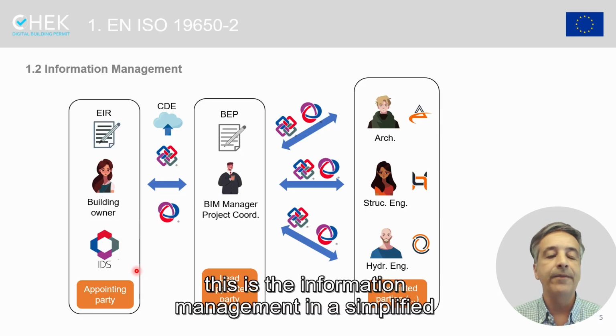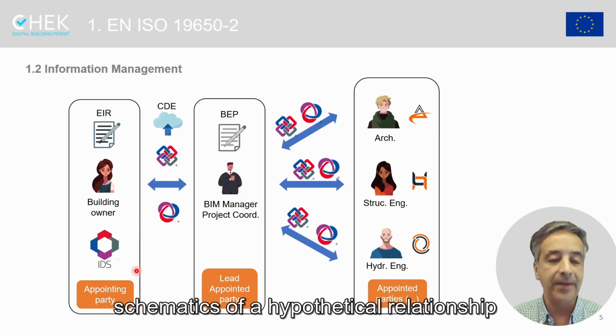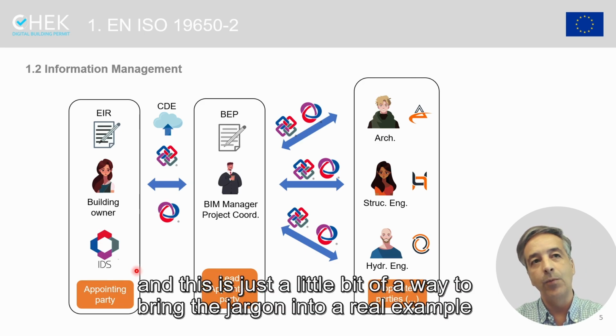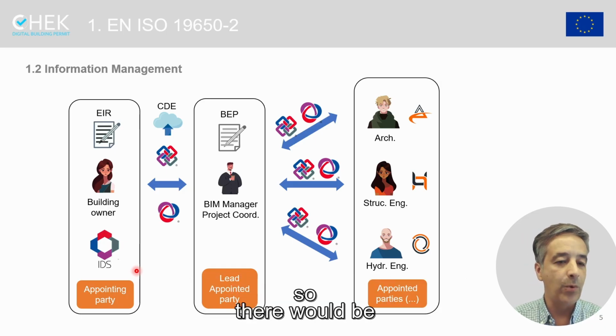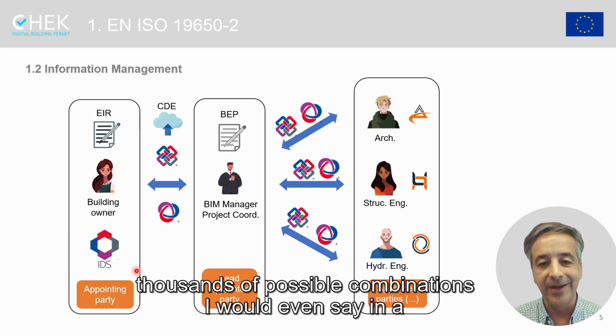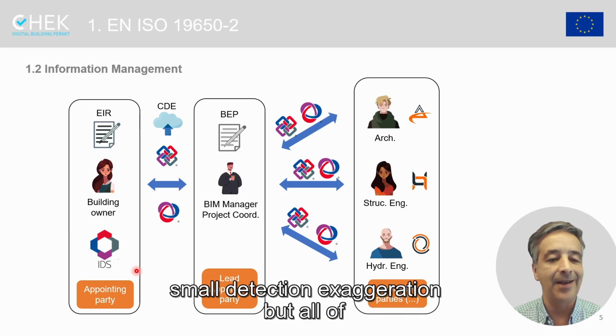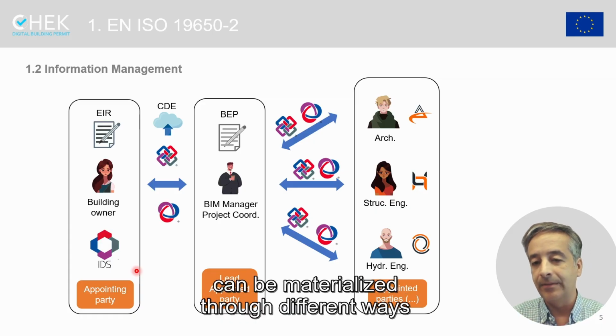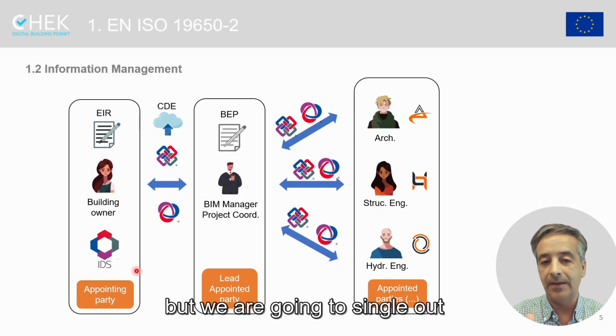So this is information management in a simplified schematic of a hypothetical relationship between parties in a process according to ISO 19650. This is just a way to bring the jargon into a real example. There would be thousands of possible combinations, I would even say in a small exaggeration, and all of these combinations of people and parties can be materialized in different ways, but we are going to single out a case.